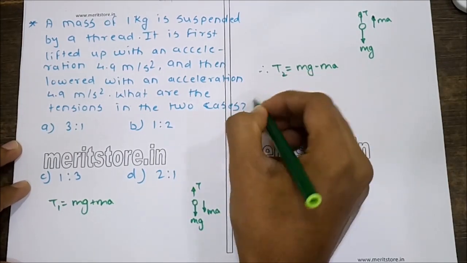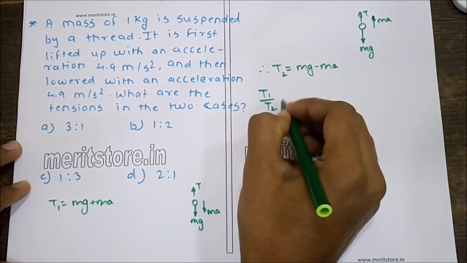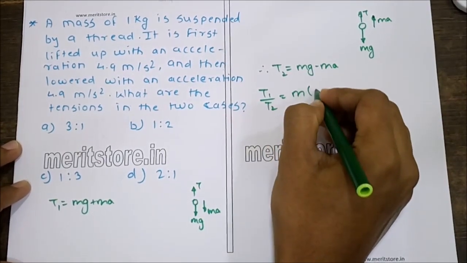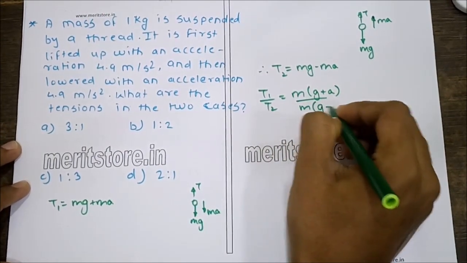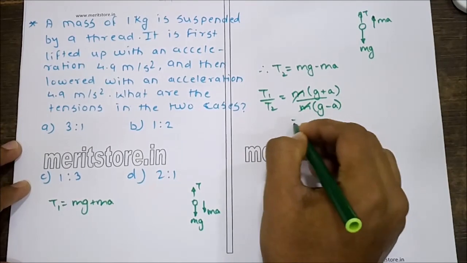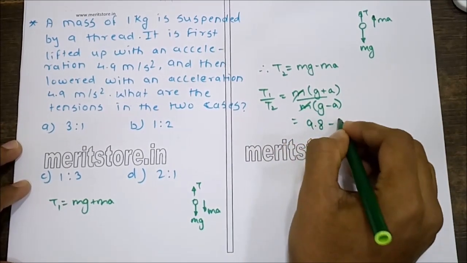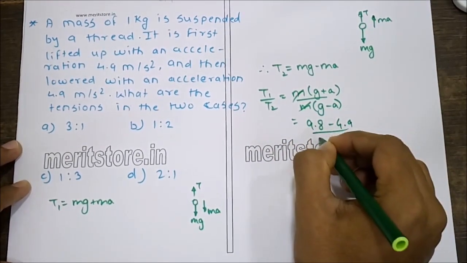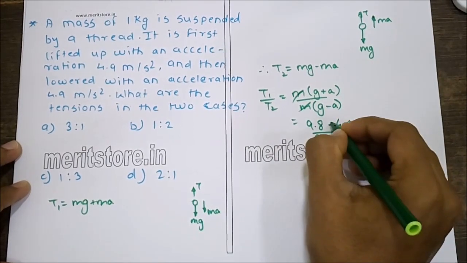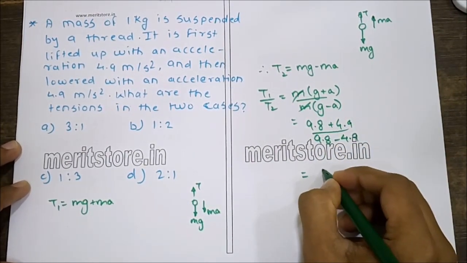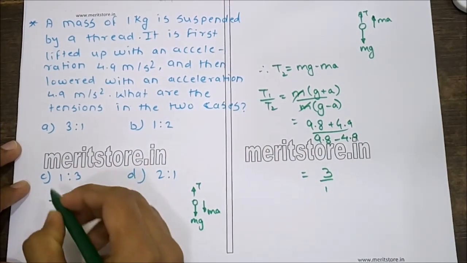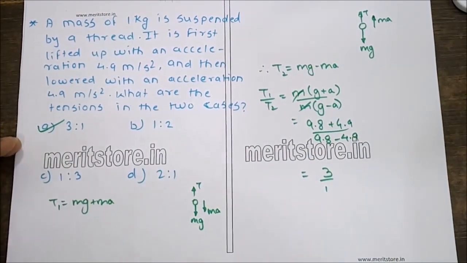Therefore, the ratio of T1 by T2 is equal to m times (g plus a) upon m times (g minus a), that is 9.8 plus 4.9 upon 9.8 minus 4.9, which is nothing but 3 upon 1, that is 3 is to 1. Hence, option A is the correct answer.